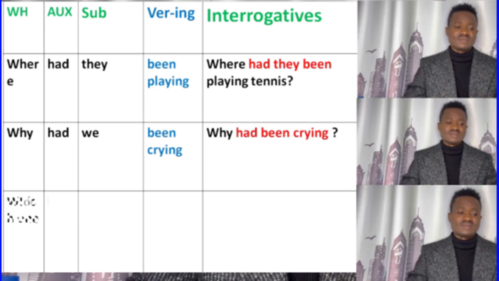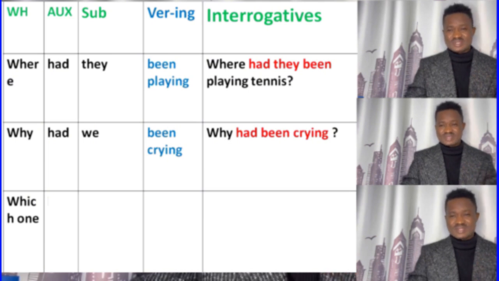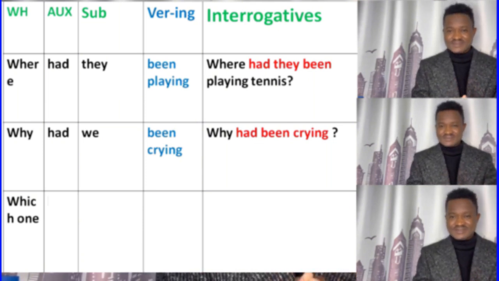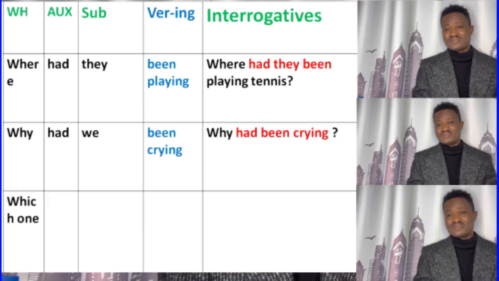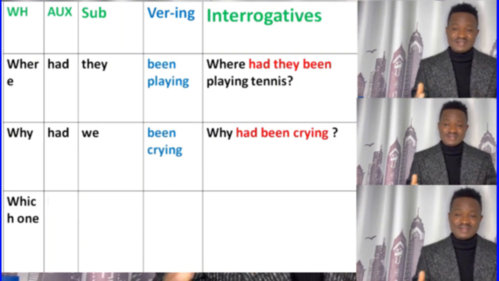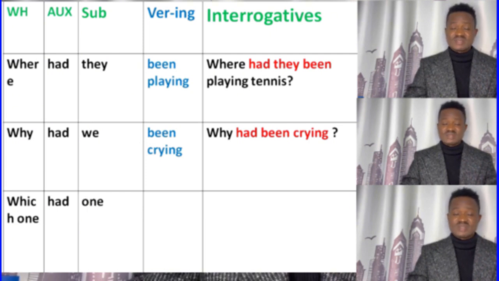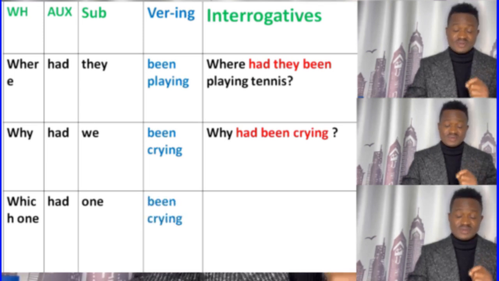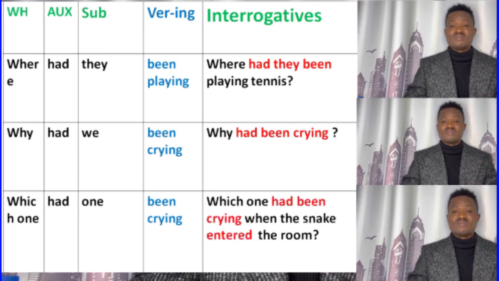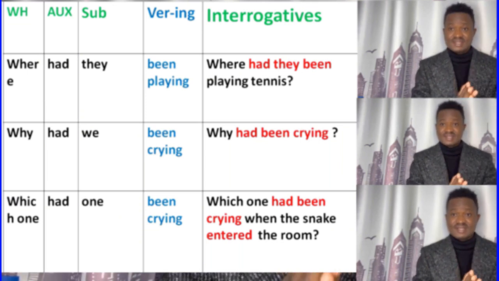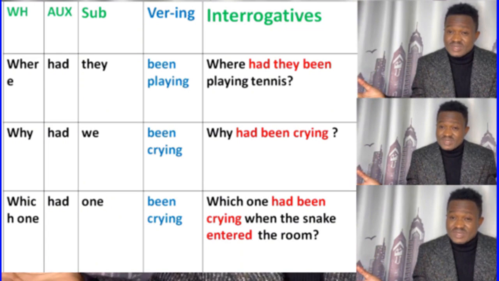The next one, we have to go to indefinite pronouns. We also need to talk about indefinite pronouns. We cannot just talk about pronouns and forget about indefinite pronouns. Alongside nouns, they're also important. Had, that's the auxiliary verb. The subject there is one, which is an indefinite pronoun. The verb ing, be crying, and the interrogative form is going to be, which one had been crying when the snake entered the room? So which one have been crying when the snake entered the room?